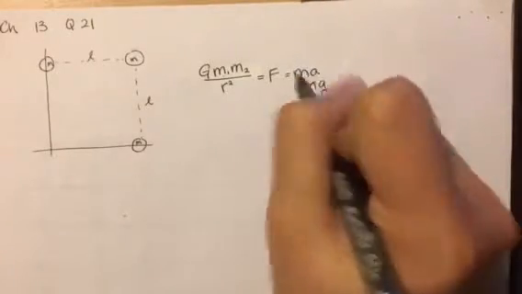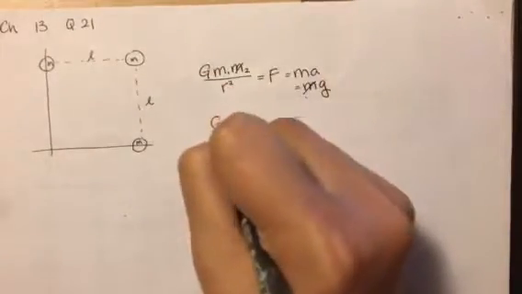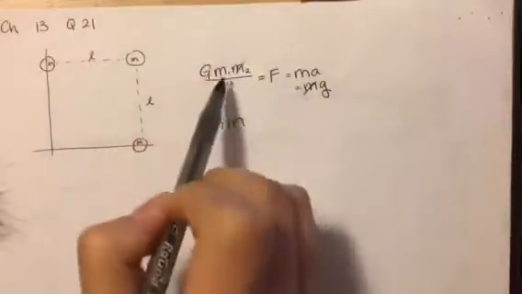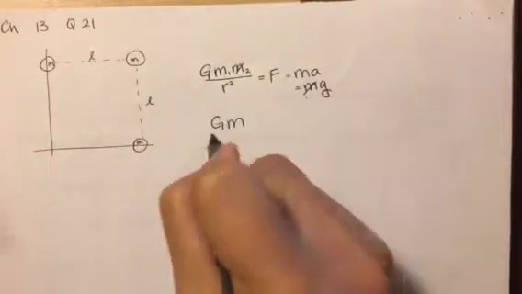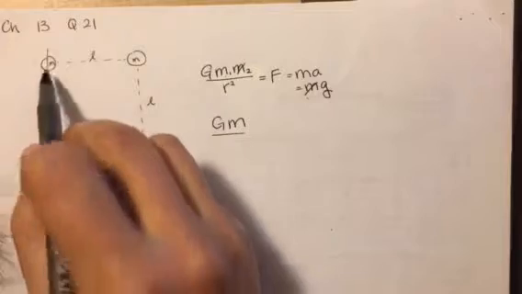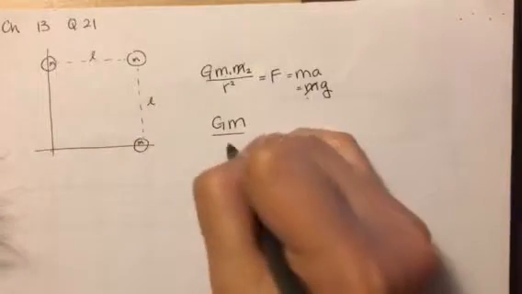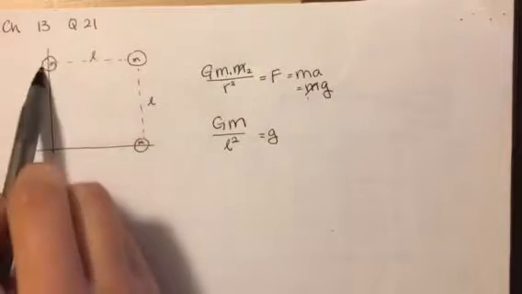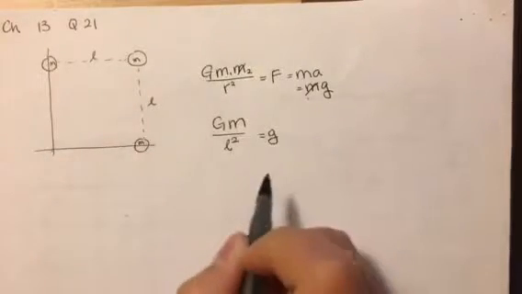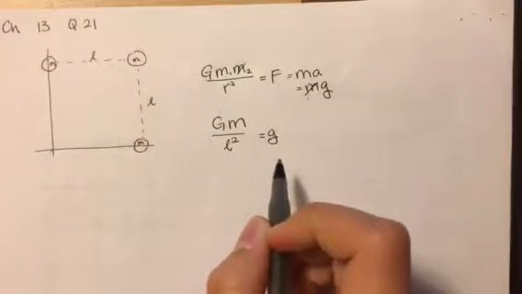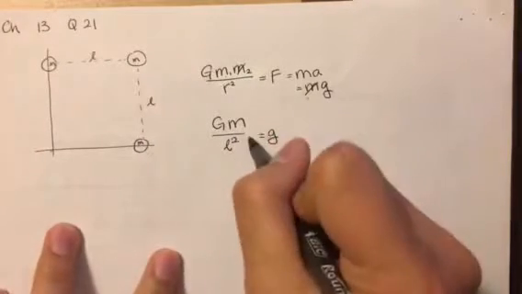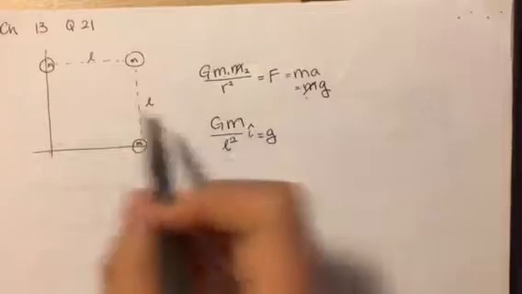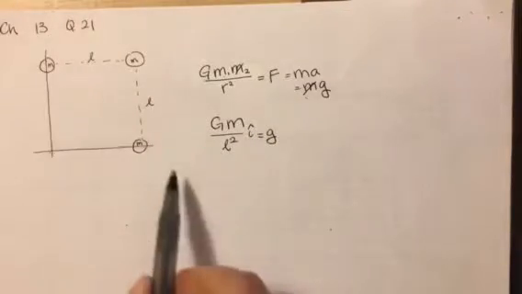So we cross one out, and you're stuck with G m, where we replaced m1 with the m here, over r squared, which from here to here is going to be L squared. And that's going to equal g from this point. Except there is a direction because g is a vector. This is going to be in that direction for this object here.